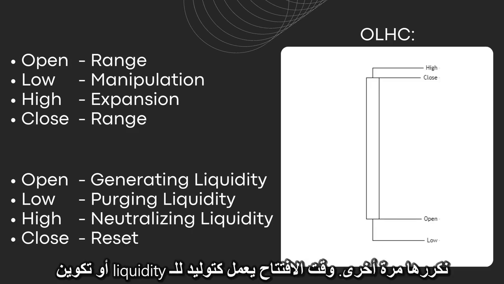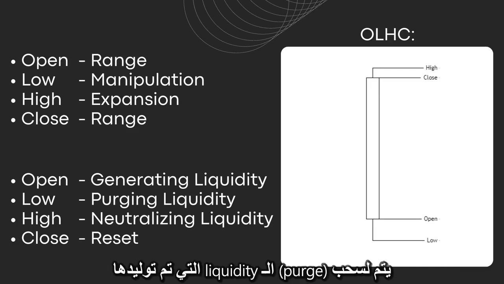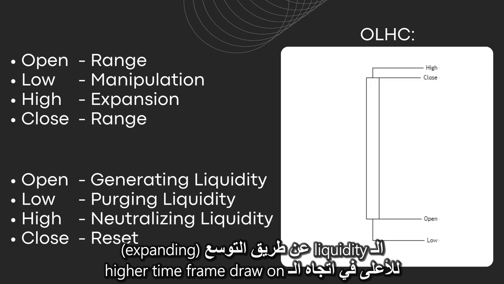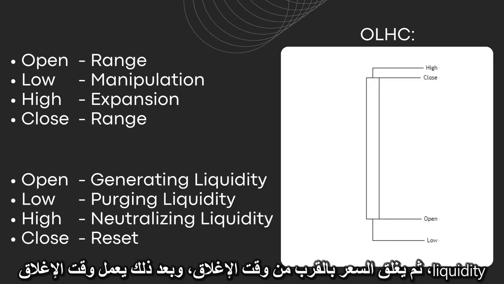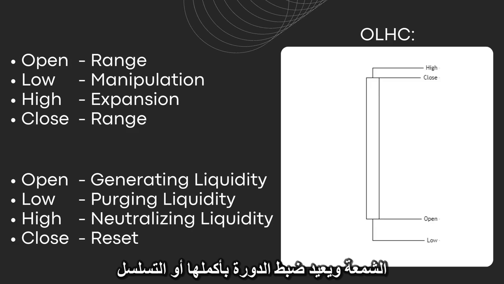Now let's repeat it once again. Opening time acts as a generation of liquidity or forming a range. The low is formed after the manipulation into a key level, and that is done to purge the liquidity which was generated earlier. After that liquidity is purged, we neutralize the liquidity by expanding above in the direction of the higher time frame drawn liquidity, and then price retraces close to the closing time, and then the closing time acts as a reset for the whole cycle to repeat itself, right? The closing time closes the candle and resets the whole cycle or the whole sequence.